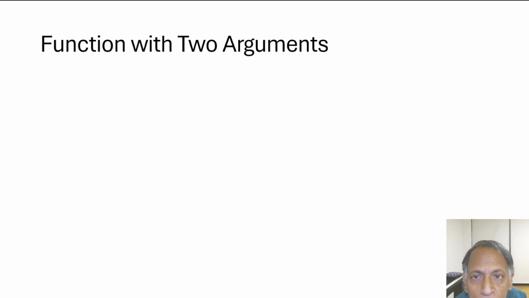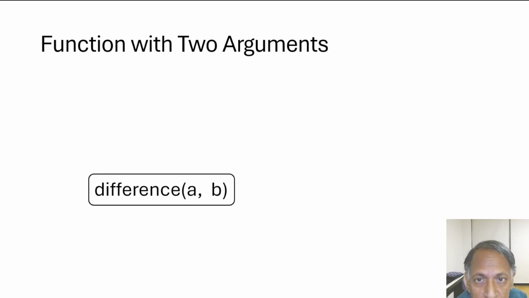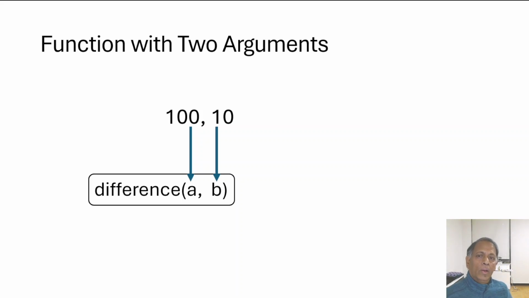So here's an example of a function with two arguments. Suppose I have a function whose name is difference and I pass it two arguments a and b. I push the value 100 to a, I push the value 10 to b. Now obviously you can figure out what the result is going to be, because the name of the function is difference. So likely it's going to tell us the difference between a and b. In other words, it's going to give back to us a minus b. So we expect that this function will return to us 90. That's what the function does.